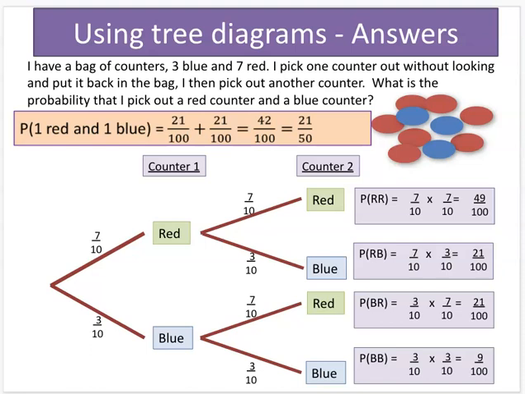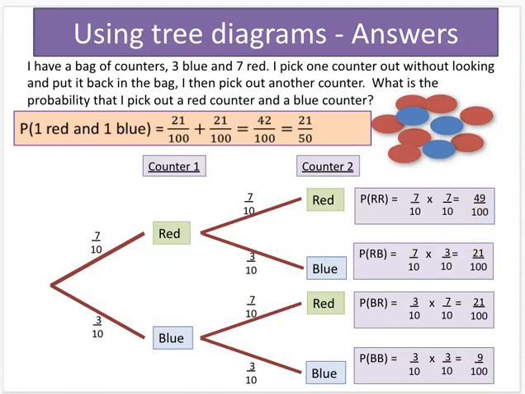Now when you answer the actual question of what's the probability that you get one red and one blue counter, it doesn't say in either order, but if it's not specified, it would mean in either order. So you're going to take these two middle outcomes of RB and BR and add them. 21 over 100 plus 21 over 100 would be 42 over 100, which would simplify to 21 over 50. I hope you got that one right.